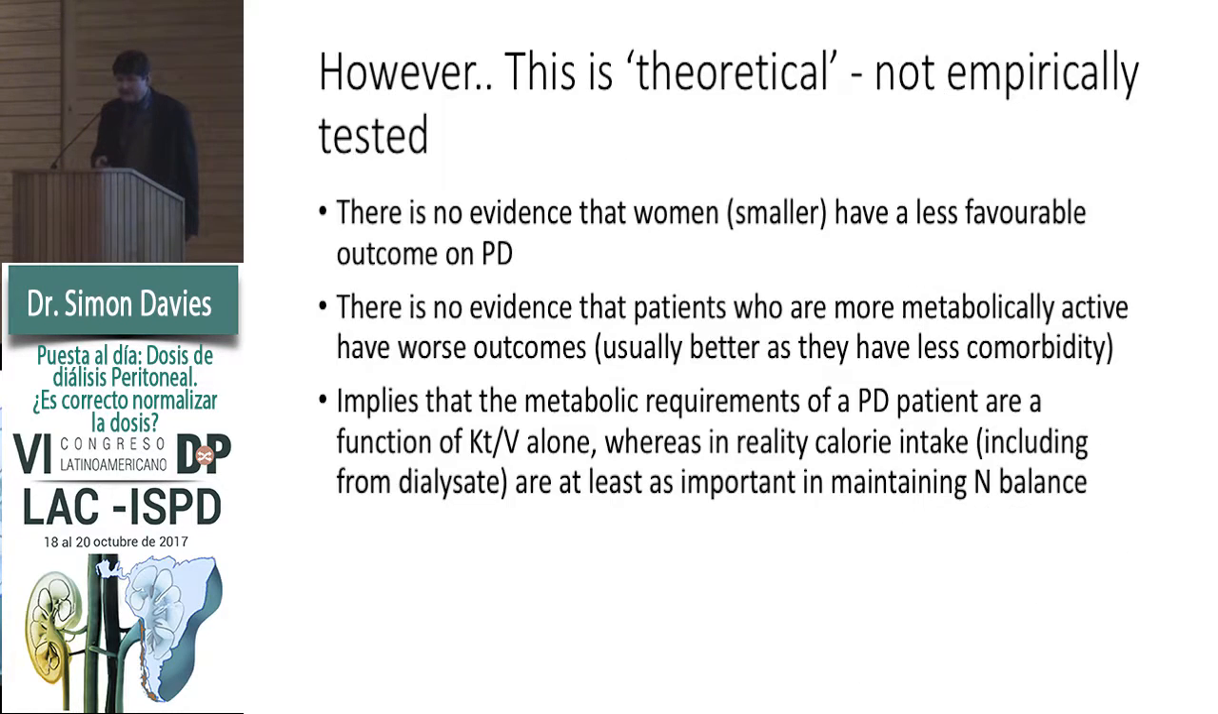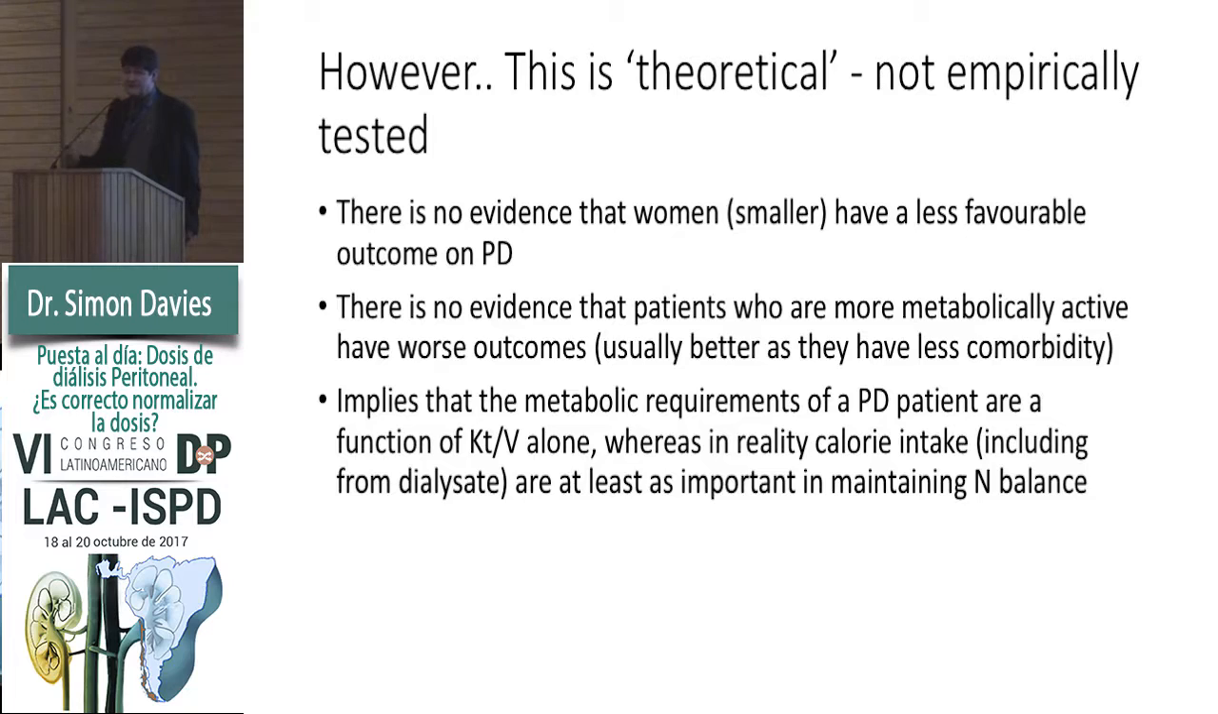But I want to make it very clear that this is a theoretical study and not an empirical study. There is no data out there showing that, for example, patients who are smaller or have a higher metabolic rate are underdialyzed clinically. In fact, when you think about it, there's no evidence that women do worse on PD than men. If anything, there's just a little bit of suggestion that they have a lower rate of technique failure. And there's also no evidence that patients who are more metabolically active have worse outcomes. In fact, in my experience, it's the opposite way around.